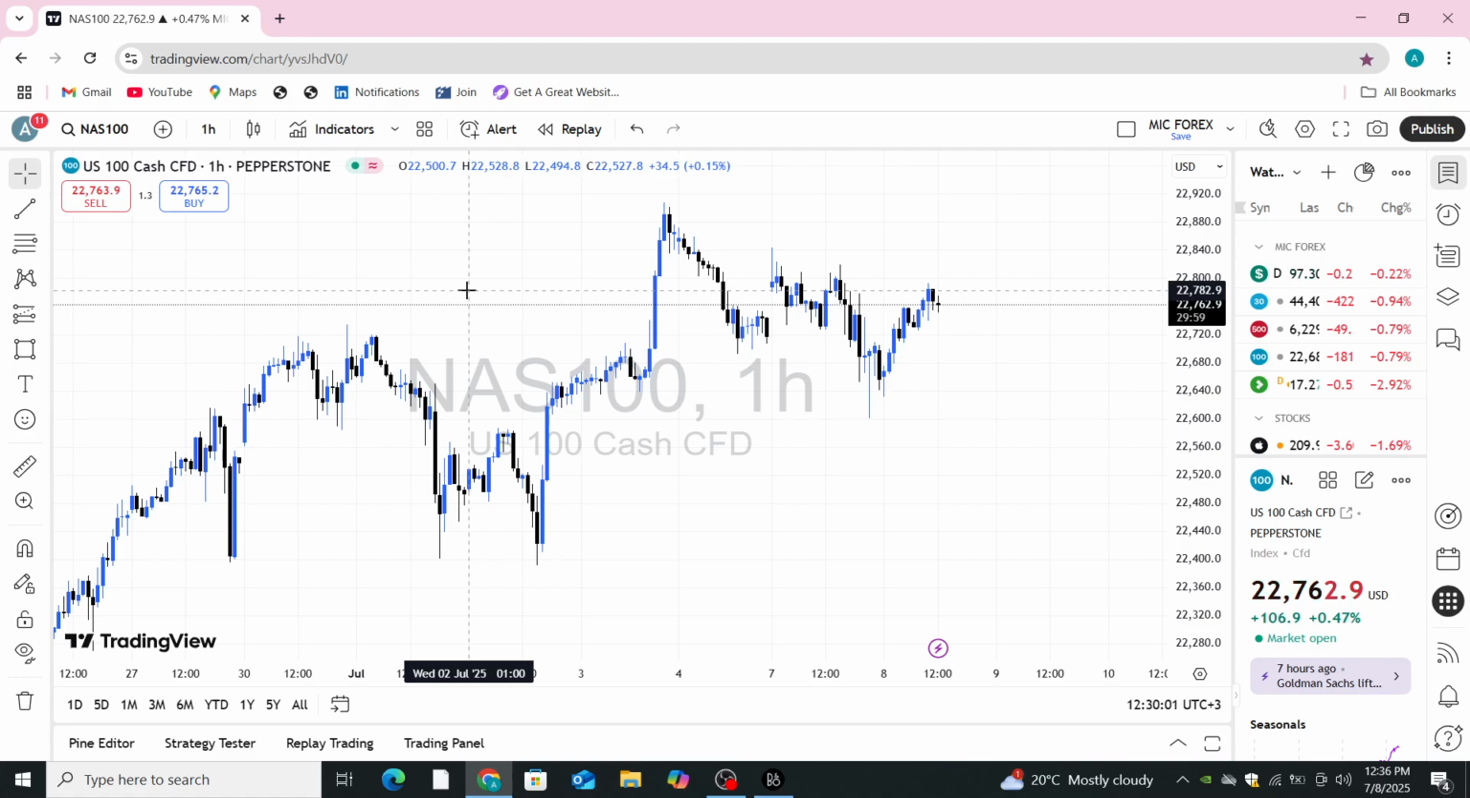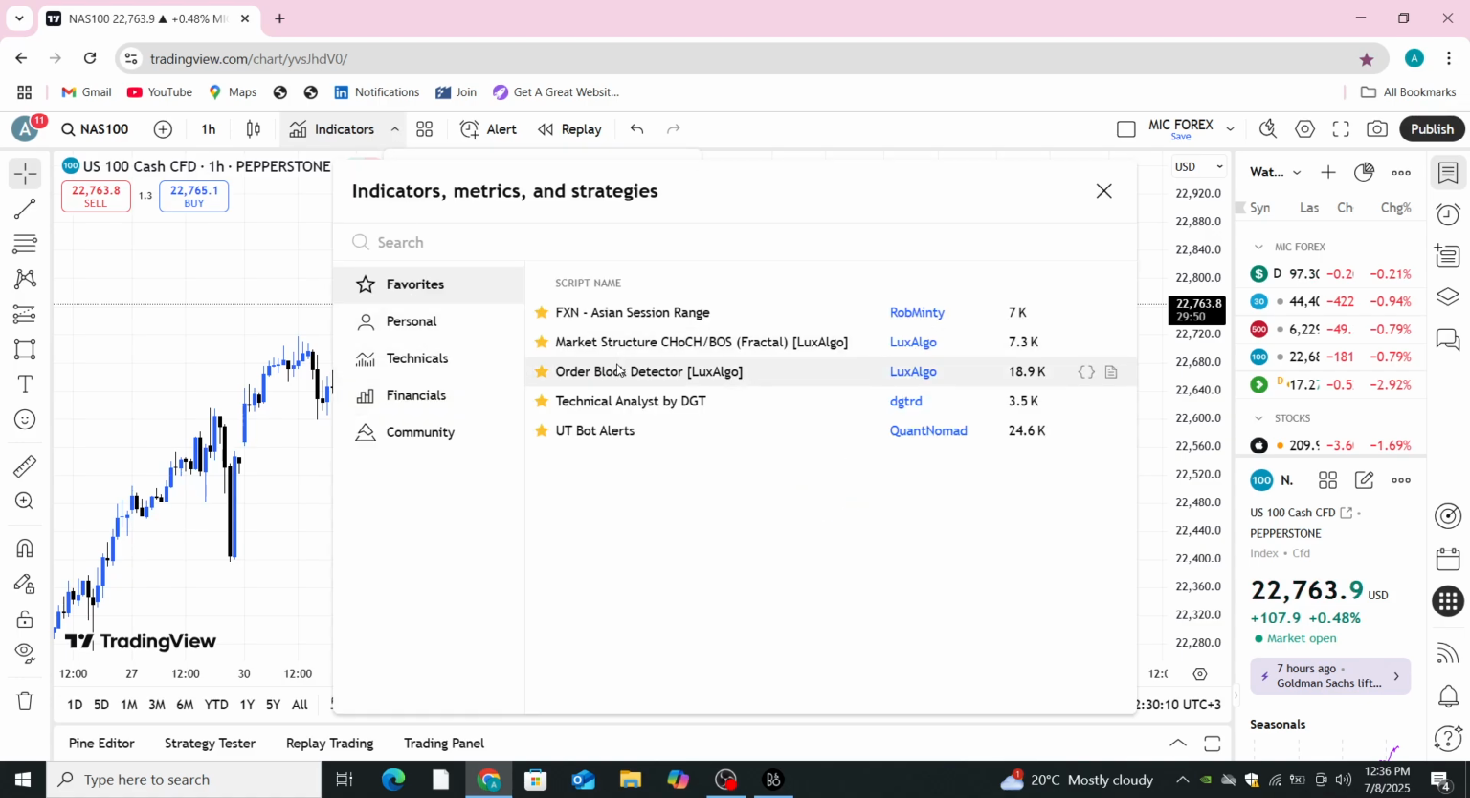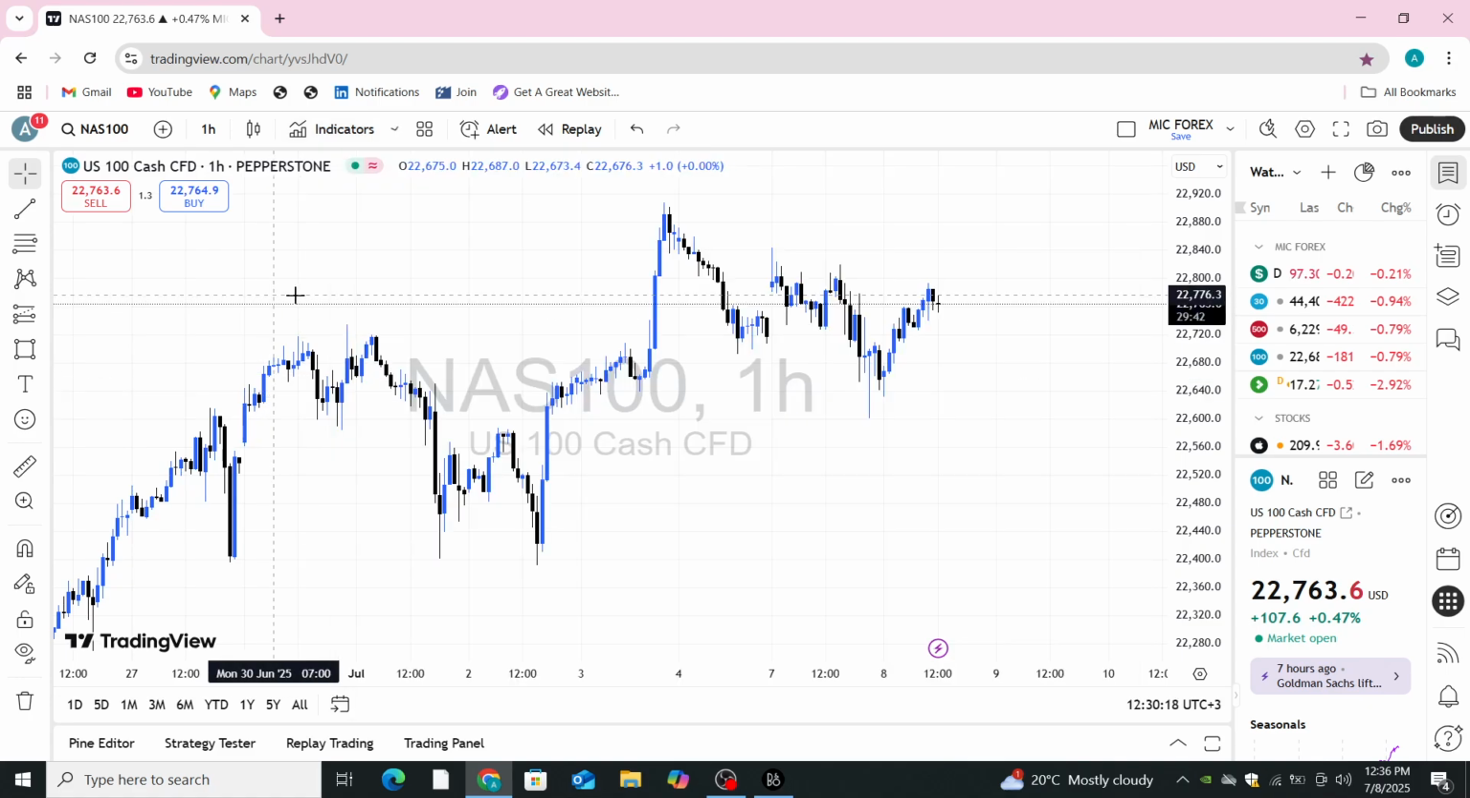For those who trade using indicators, here is where you can find them. These are the ones that I've marked personally. I'll put a star here so that they can always be so near to me when I need to use them. I'll be coming to that.